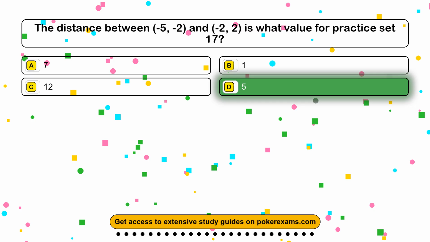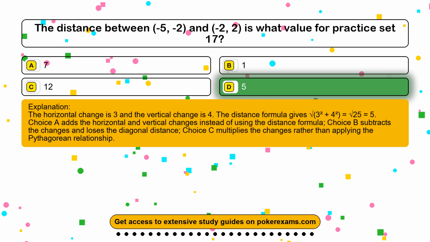The correct answer is option D, 5. The horizontal change is 3 and the vertical change is 4. The distance formula gives 3 squared plus 4 squared equals 25, and the square root of 25 is 5. Choice A adds the horizontal and vertical changes instead of using the distance formula, choice B subtracts the changes and loses the diagonal distance, choice C multiplies the changes rather than applying the Pythagorean relationship.